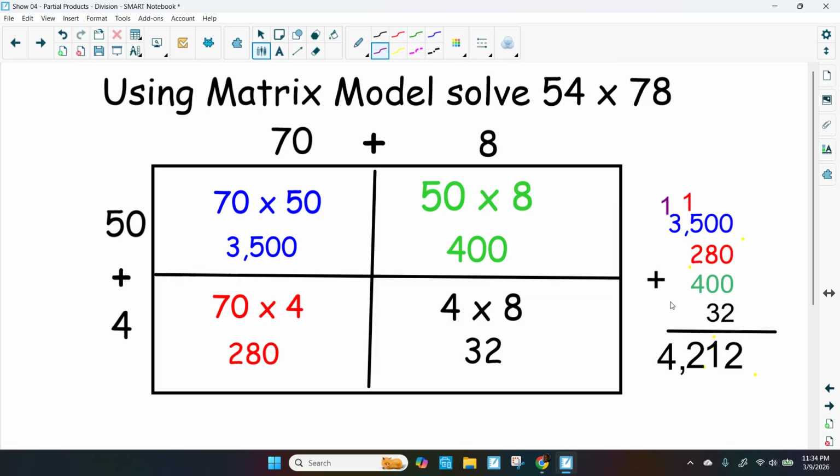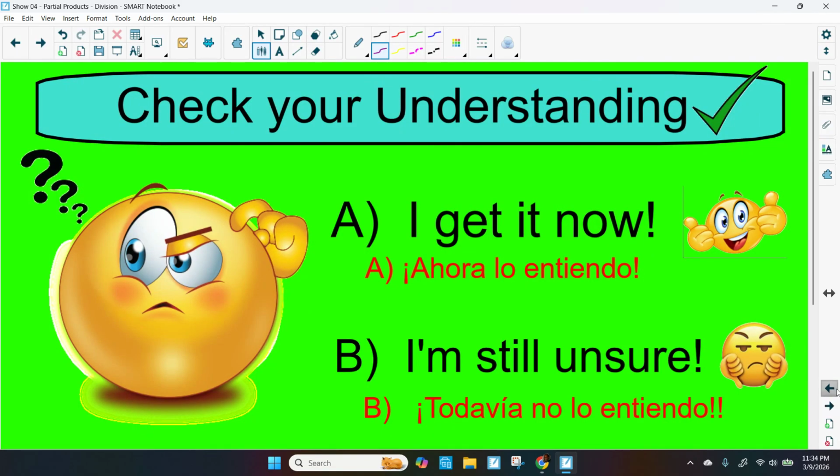So I hope you enjoyed that matrix model. It's very good. So I hope you're getting something out of this video. And if you're not, watch it again until you can be clear in your mind. Try some practice problems. And I recommend, if you have IXL, get in there and practice. It's a 5th grade skill, by the way.